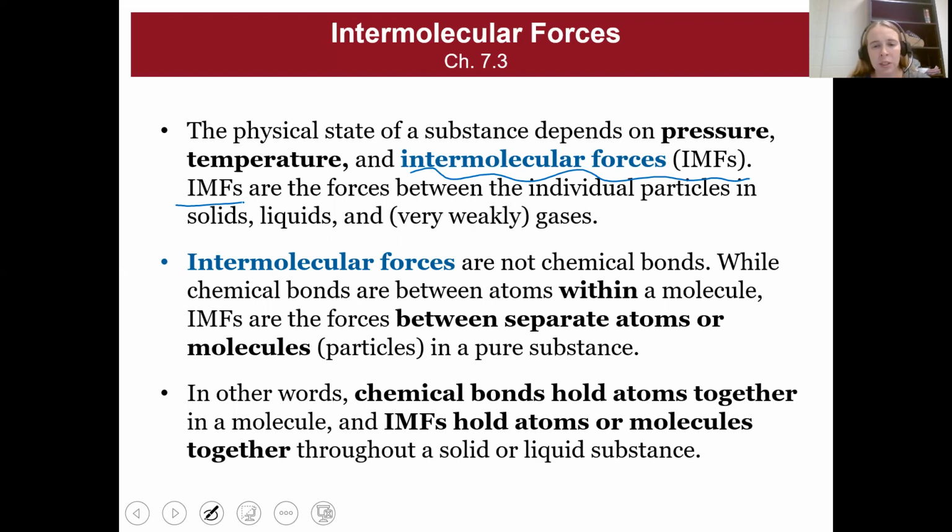In other words, chemical bonds hold the atoms together in a molecule. Chemical bonds make the molecule. IMFs hold atoms or molecules together throughout the liquid or solid substance. So chemical bonds are teeny tiny scale. IMFs are very teeny tiny scale as well, but throughout the whole system.